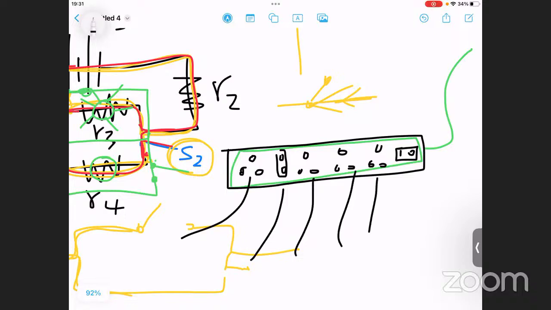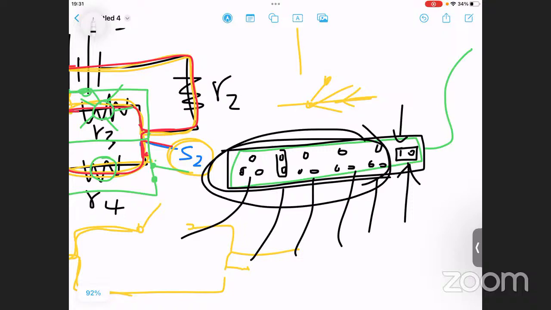The moment you switch off, everything goes off. The moment you switch on, everything goes on all at the same time. This is another type of a series connection.